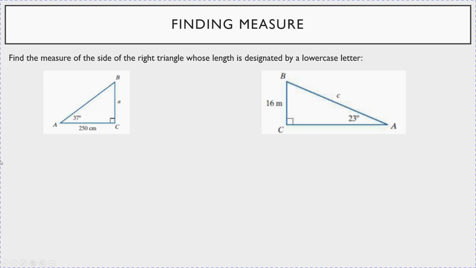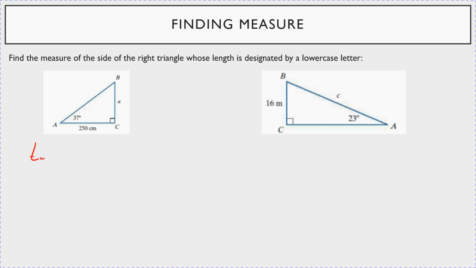All right. So it says, find the measure of the side of the right triangle whose length is designated by the lowercase letter. Okay, so here I'm asking you to find A here. So notice you're given the adjacent and the opposite. Okay, and you get told this is at 37 degrees.